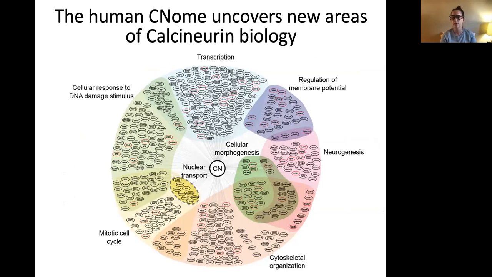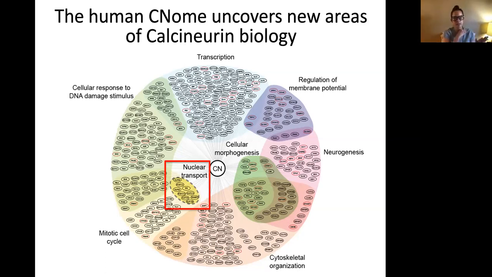We see enrichment for processes in which we already knew that calcineurin plays a role, like ion transport and transcription. So not only do we identify many novel candidate substrates within those terms, expanding our understanding of what calcineurin is already doing there, we also identified completely novel areas of calcineurin biology, like nuclear transport, as I'm going to tell you about in the next few slides.